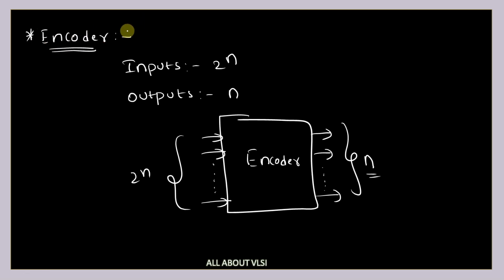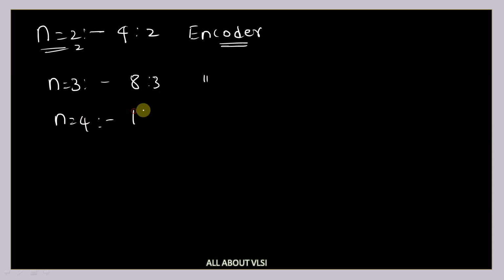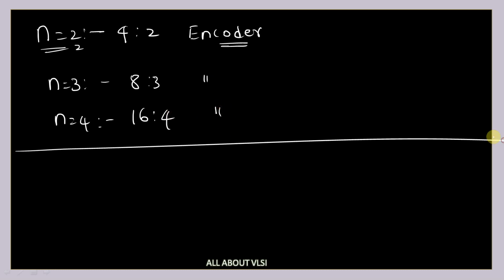Now depending upon the value of n, the type of encoder will be decided. If n is equal to 2, then the type of encoder is 4 to 2 encoder, that is 4 input lines and 2 outputs. If n is equal to 3, then we are going to have 8 to 3 encoder. And if n is equal to 4, meaning 2 power 4, we are going to have 16 to 4 encoder. So depending upon the value of n, the type of encoder will be designed.